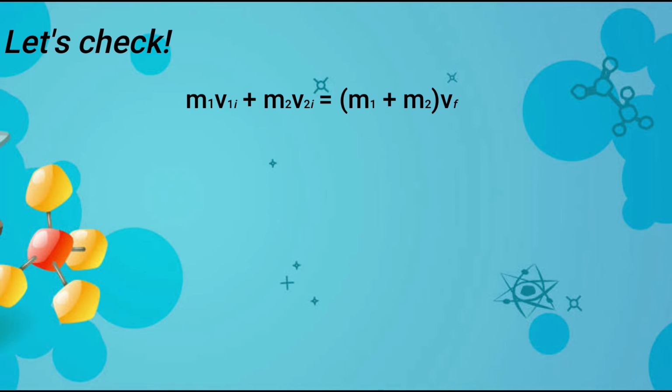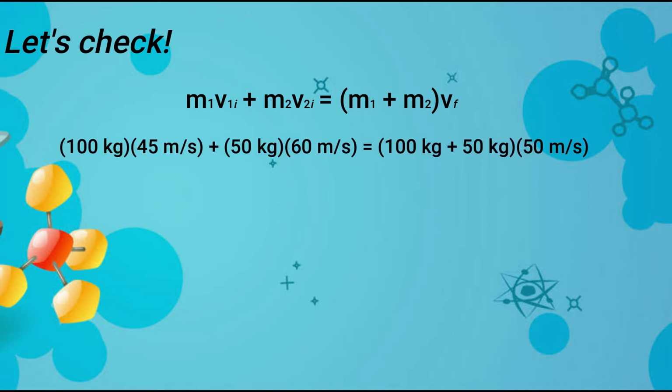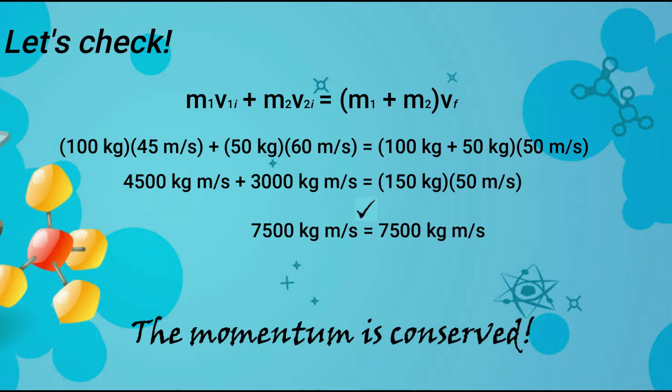To know the momentum before and after collision, we will use the same formula. As we can see, the momentum before and after collision is the same, which is equal to 7,500 kg meters per second. Therefore, the momentum is conserved.